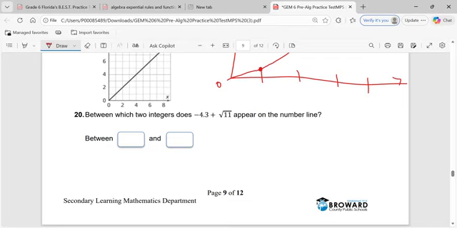I'm going to go ahead and find out what two numbers those happen to be between. We know how to put that in the calculator. Negative 4.3 plus the square root of 11. Just type it in. And when you find that, this is going to give us negative 0.983. Well, that's going to be between negative 1 and 0 because it's less than 0 and it's greater than negative 1. So it's going to be between negative 1 and 0 on a number line.